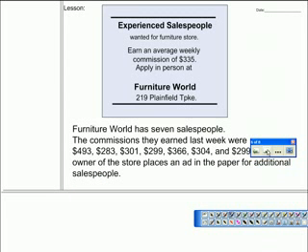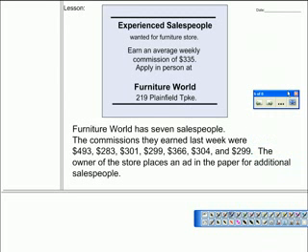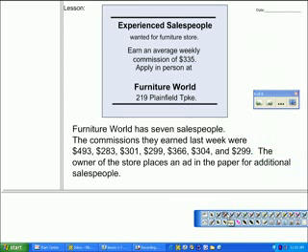Here's another thing that can be done. When you're out looking for a job, Furniture World has 7 salespeople. The commissions they earned last week were $493, $283, $301, $299, $366, $304, and $299. The owner of the store places an ad in the paper for additional salespeople. It says, earn an average weekly commission of $335. What keyword pops out at you when you look at that? Average, that's right. Which measure of central tendency does the owner use in the ad? The mean, or the average.